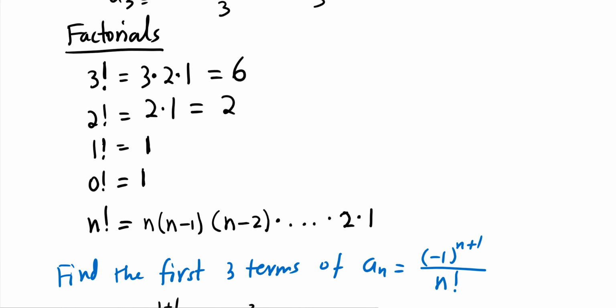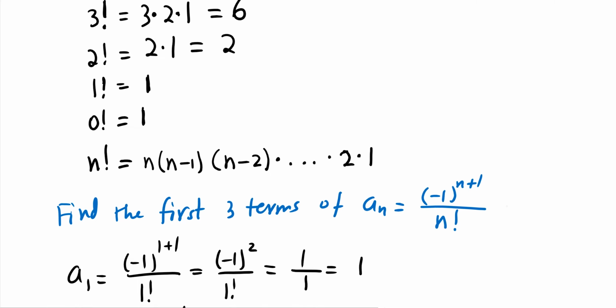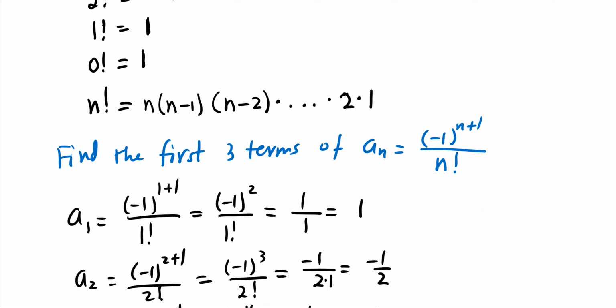So now find the first 3 terms of this sequence. You see how the factorial sign is involved. To find that, we start with n equals 1 and substitute, not difficult. So negative 1 to the 1 plus 1 over 1 factorial. So negative 1 squared over 1 factorial. And 1 factorial is 1, so you get 1 over 1, which is 1. A sub 2, you substitute n equals 2, 2 plus 1 for the exponent, over 2 factorial. That gives us negative 1 half.